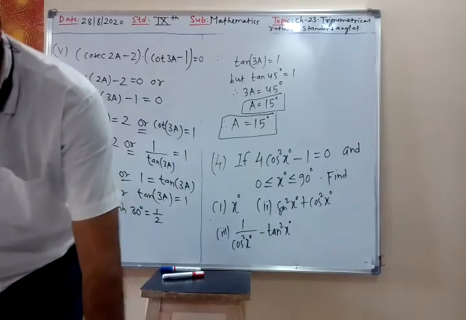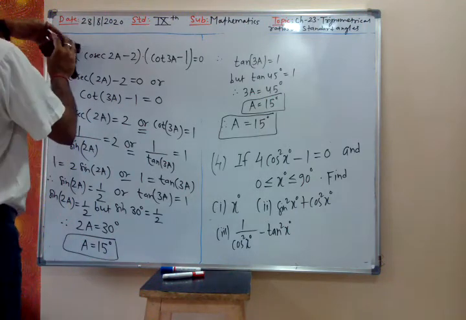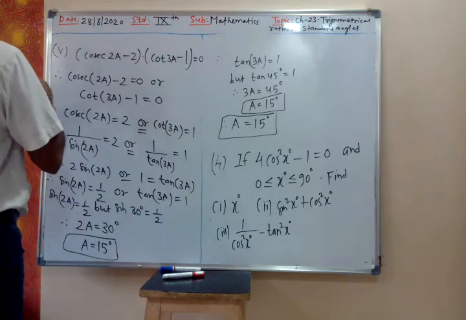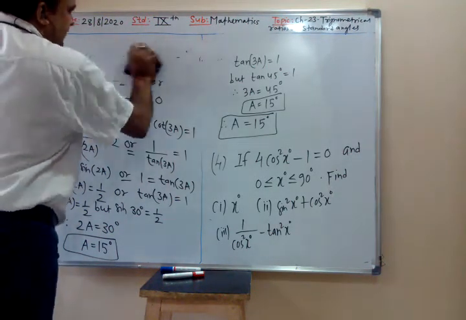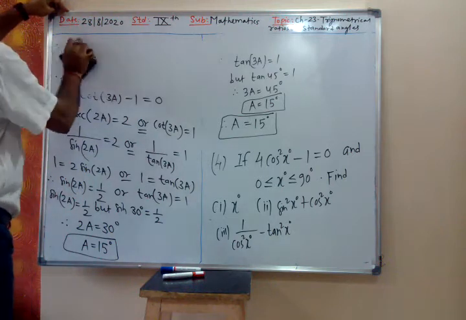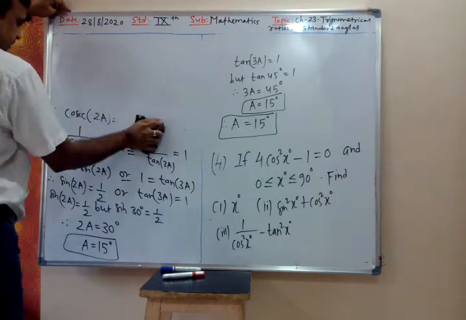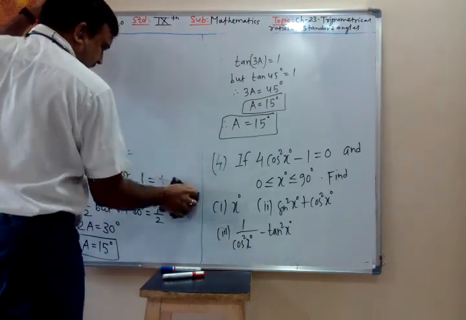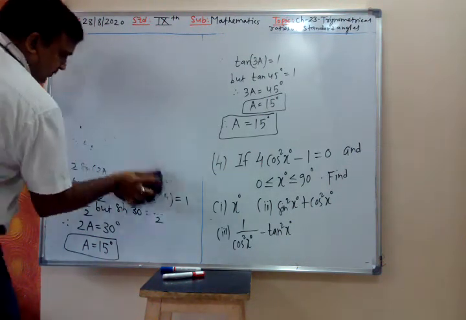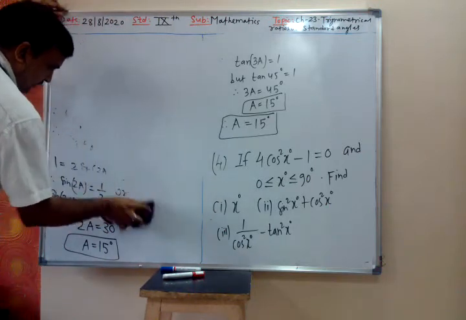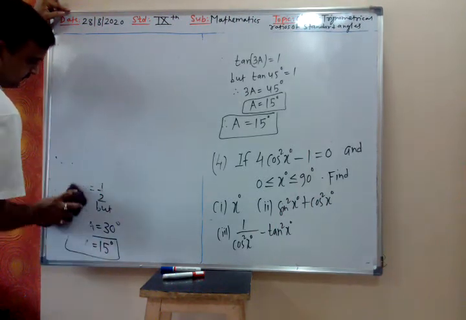Now let us find each one of them. 4 cos square x degree minus 1 is 0. We simplify that equation. 4 cos square x degree is equal to 1.